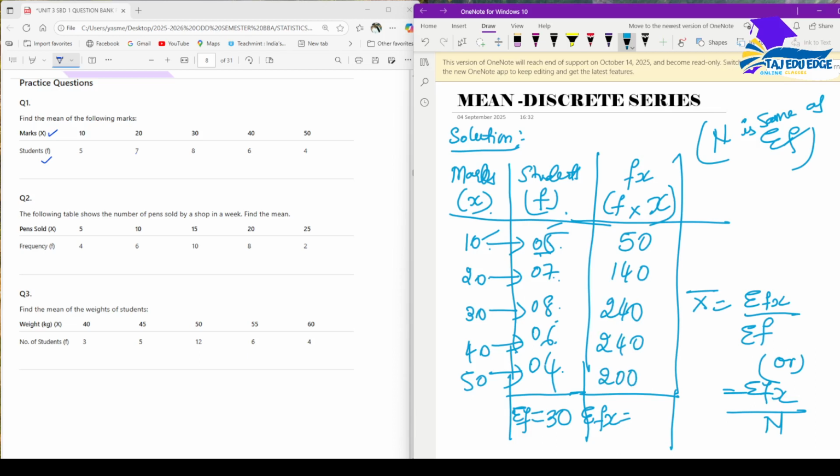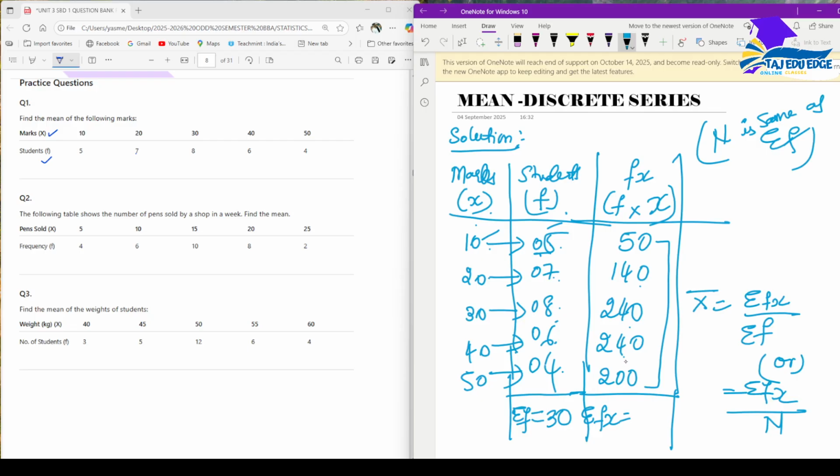So here, this is what we need to do. We need to multiply x with f, then we will get fx. 10 into 5, 50, 20 into 7, 140, 30 into 8, 240, 40 into 6, 240, 50 into 4, 200. Now if we add up all these items, we will get the total, right? That is what summation of fx. Summation means add, addition of, total of, sum of, like that we say, no? That is total of fx is 50 plus 140 plus 240 plus 240 plus 200. So if we add up all these items, how much do we get?